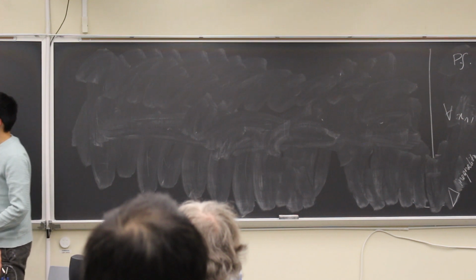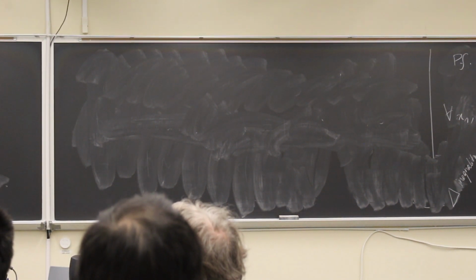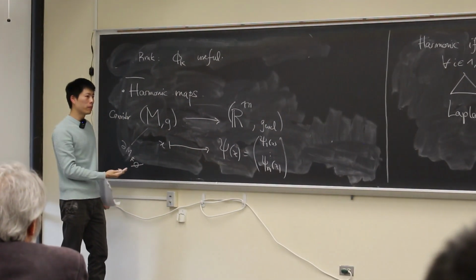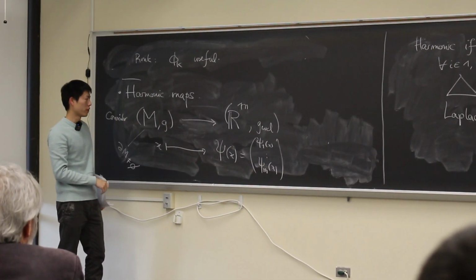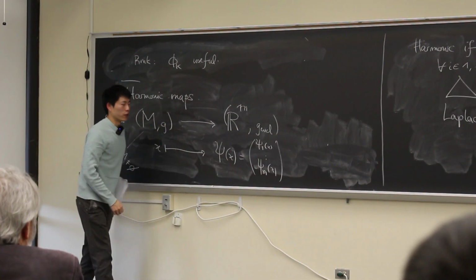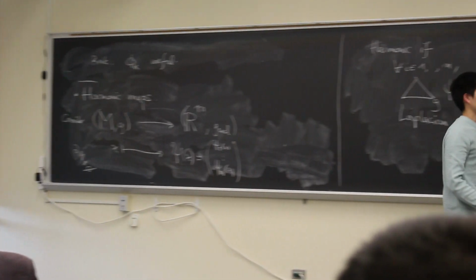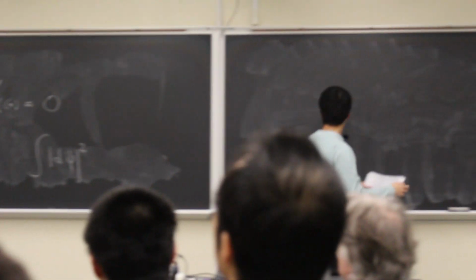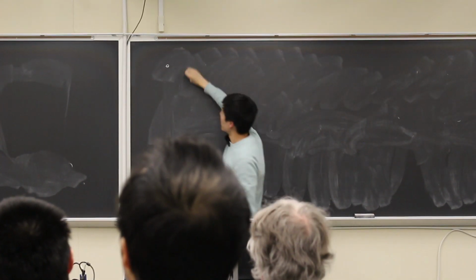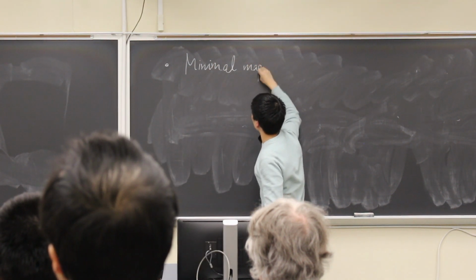And just another remark. Here I'm going to consider harmonic maps into, say, Rm. If you've heard of the Dirichlet problem, the Dirichlet problem is just finding a harmonic map into R. So a harmonic map into R is just a harmonic function. That's it for harmonic maps, and let me mention what I mean by minimal maps.